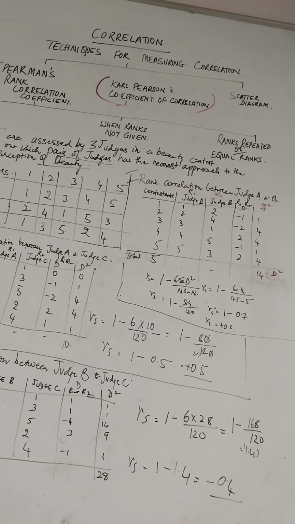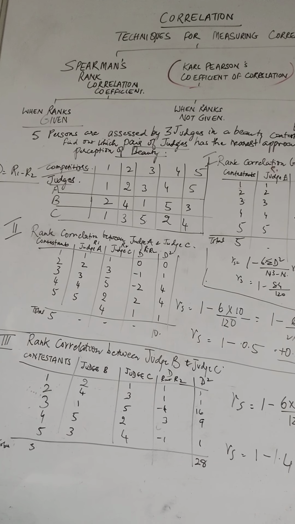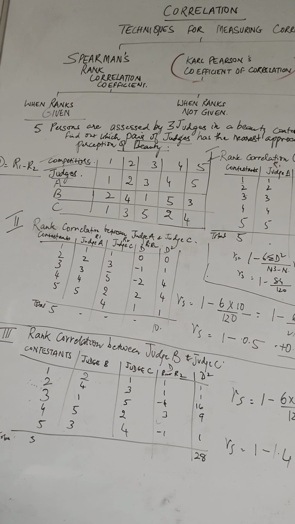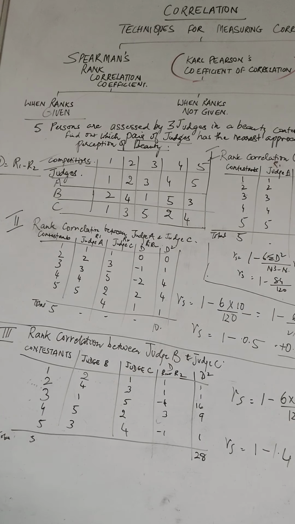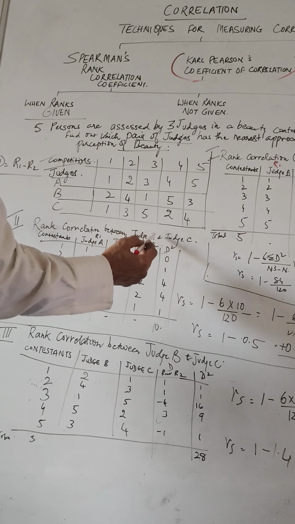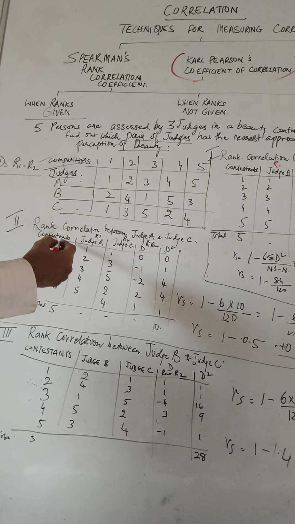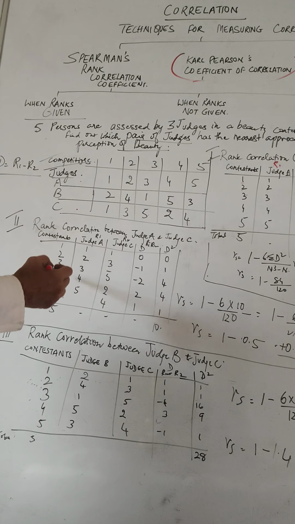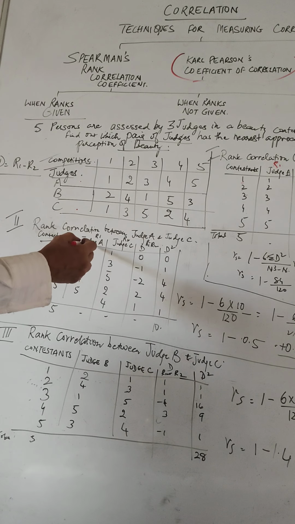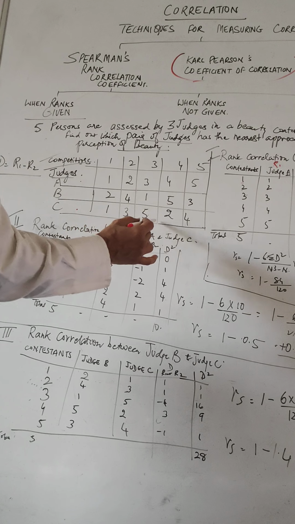Now let's take the other pair of judges. Here we will find rank correlation between Judge A and Judge C. The contestants are the same, 1, 2, 3, 4, 5. Judge A has given them 1, 2, 3, 4, 5. We know that. What has Judge C given? 1, 3, 5, 2 and 4.